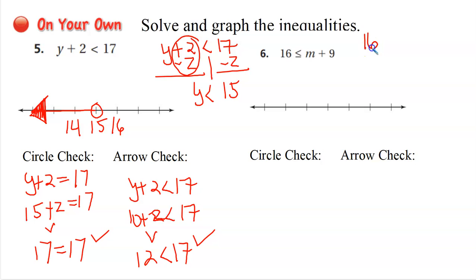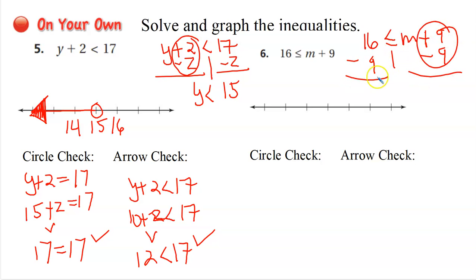Last one. 16 is less than or equal to m plus 9. Subtract 9 from both sides. Sorry about that. School's almost over. All right, zero pair. 7 is less than or equal to m, but I want to rewrite it so that m is greater than or equal to 7. Crocodile eating the 7, still eating the m.